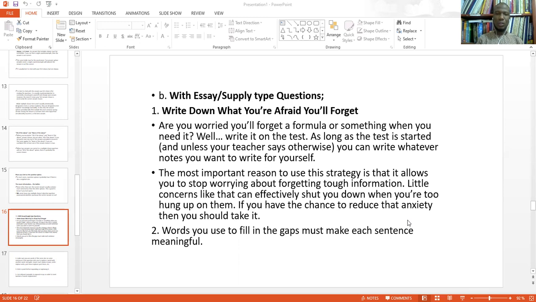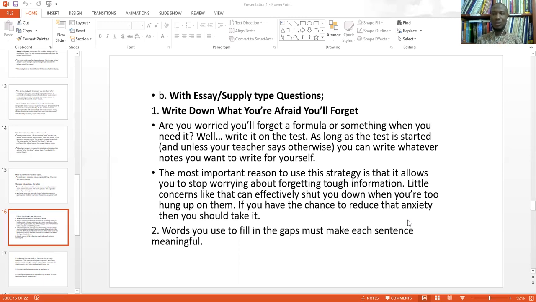Then point two, words you use to fill in the gaps must make each sentence meaningful. This one is simple and it applies more to supply type questions where you are to fill in the blank space. Just as the point said, whenever a sentence is left for you to complete, the words or phrases you use to complete each sentence should make sense to you yourself answering the question, and it should make sense to another person who is reading, which in this case should be the examiner.